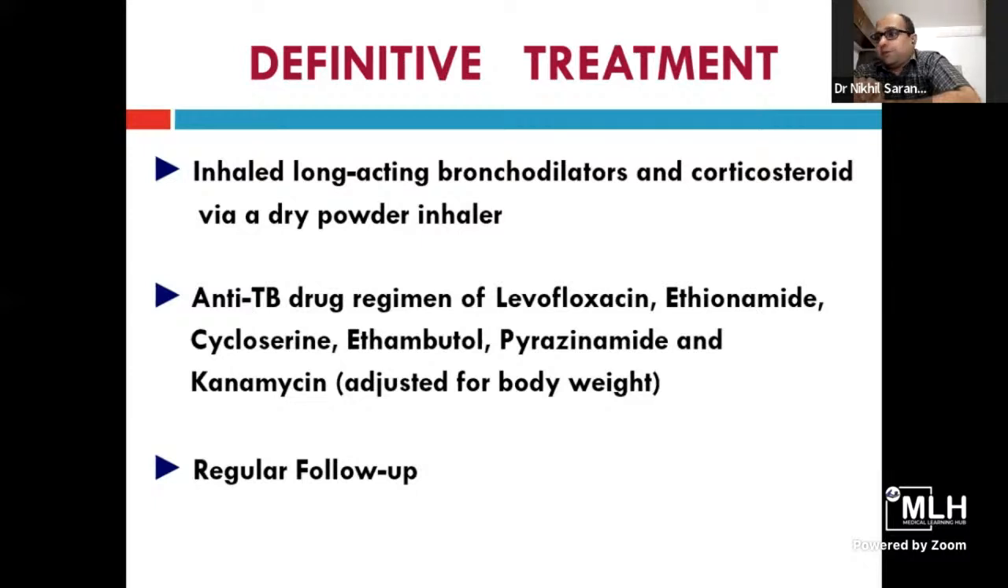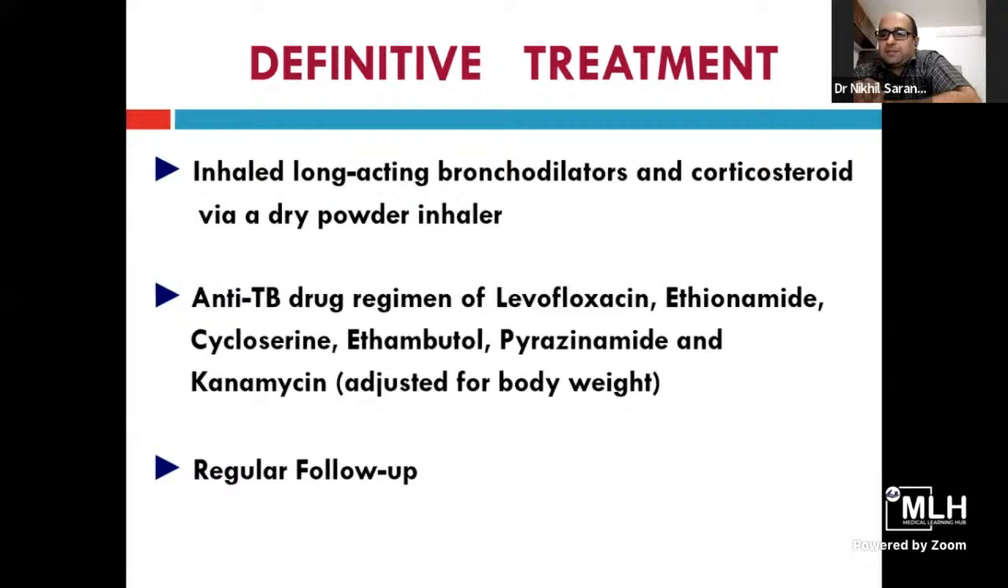And of course, you have MTB with rifampicin resistance. So you will start an appropriate anti-TB regimen. At that time, the standard of care was this regimen: levofloxacin, ethionamide, ethambutol, pyrazinamide, cycloserine, and kanamycin, weight adjusted with regular follow-up. But have we forgotten something?